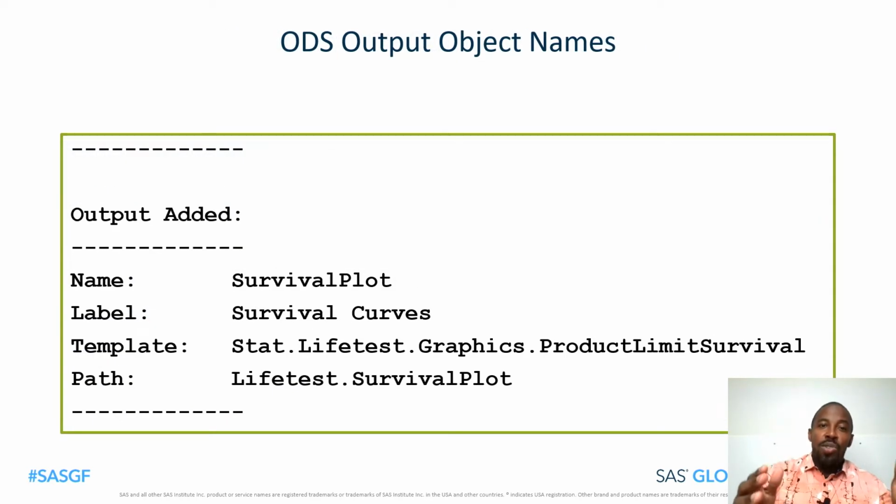This slide shows an extract of what is seen in the log when using ODS trace on right before the proc lifetest procedure. You can see that the output object survival plot is created within the lifetest procedure. For us to create a dataset of the survival output, we simply need to use ODS output survival plot equals the name of our choice. For example, survival plot. You will see an example of using ODS output survival plot in the upcoming slides.